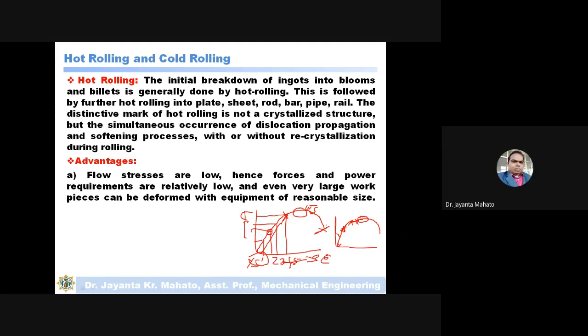But at high temperature, climb or cross slip occurs, meaning a dislocation in one plane can move to another plane. Or you can say that a dislocation can easily pass from one grain to another grain. Actually, in a grain, what happens? Suppose this is a grain structure.